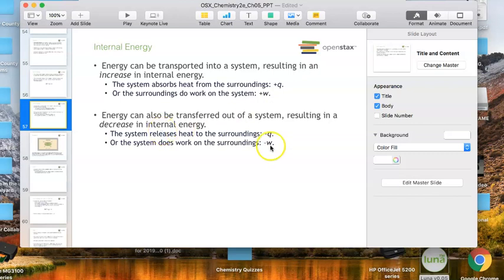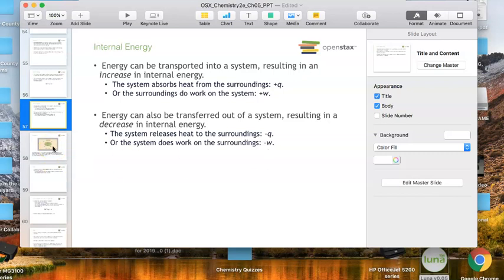And then energy can also be transferred out of the system, resulting in a decrease in internal energy. So the system releases heat to the surroundings, and the value for heat is negative. We know that to be true when we see an exothermic reaction. Or the system does work on the surroundings. In that case, the work would have a negative value.